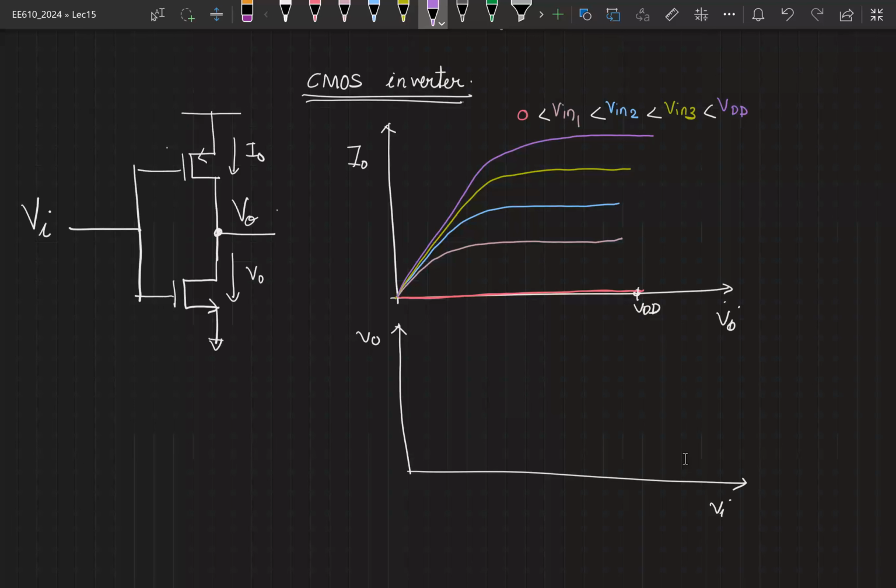Right? How does it look for a PMOS? So we have already seen this. You simply have to reverse and then shift. So let's start with Vin equal to 0. When Vin is equal to 0, where should the curve be? It should be the topmost curve, right? When Vin equal to 0, the VSG of the PMOS transistor is at VDD, right? So your curve will look like this.